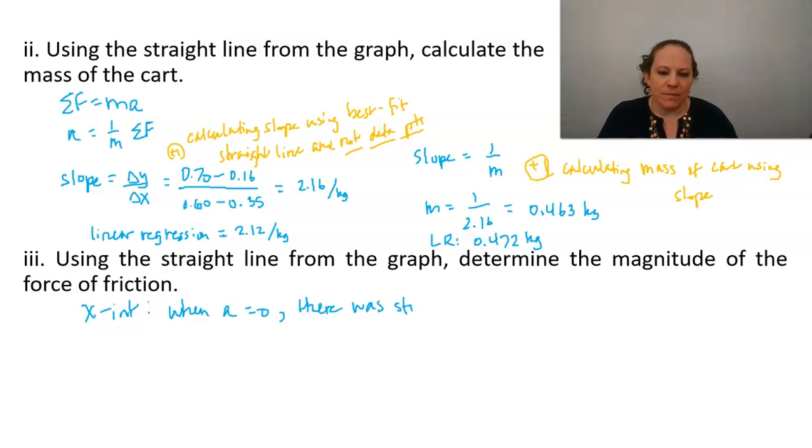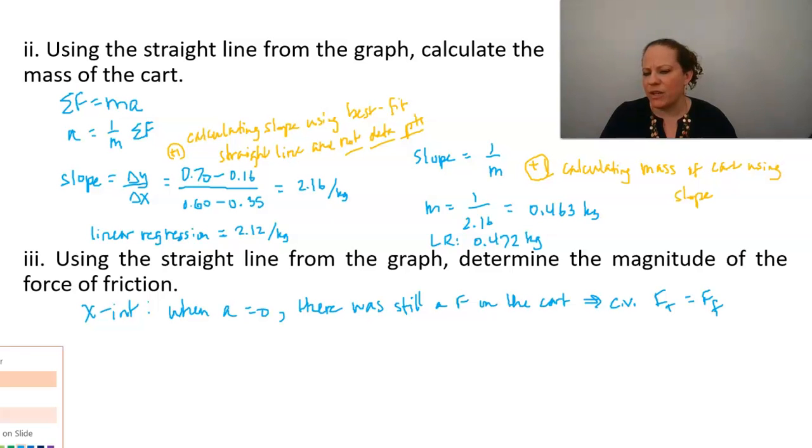There was still a force on the cart. And that makes sense, right? Because that would happen when we've got constant velocity, and the tension force will be equal to the force of friction, which I think we used just a lowercase f for earlier. So let me correct that and be consistent. So we're going to just look at the x-intercept here.